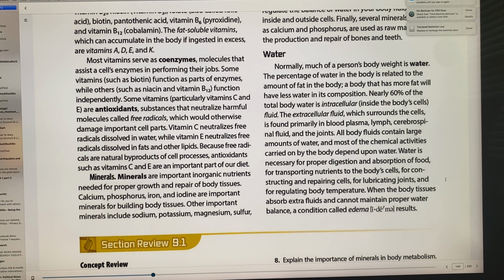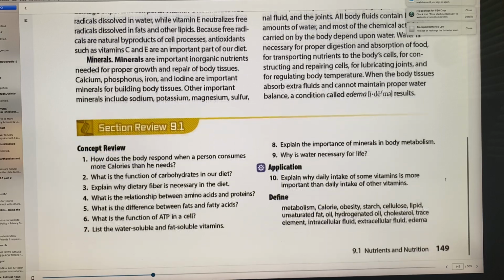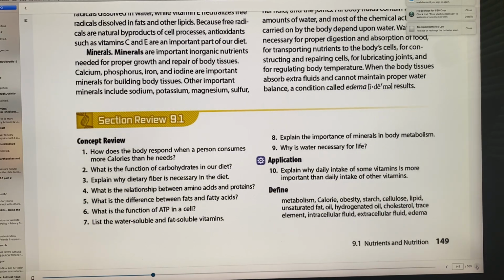So that's the section on our nutrition. It's a quick run through, but it's a good run through on what you actually need to know for health and why you need to eat these things and get these things in your diet.